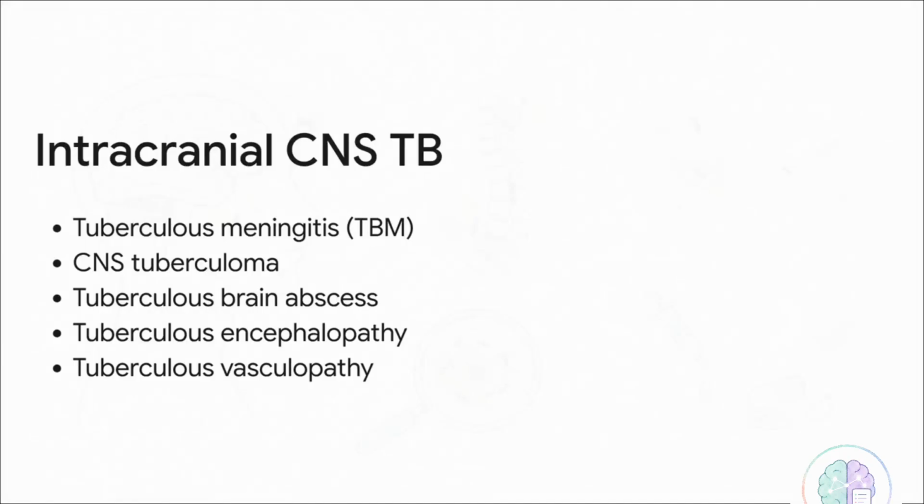Now, what's really interesting about this slide is how the pathogen actually presents within the central nervous system itself. Intracranially, we see 5 main forms: tuberculous meningitis, which you'll often hear abbreviated as TBM, CNS tuberculoma, tuberculous brain abscess, tuberculous encephalopathy, and tuberculous vasculopathy. I really want you to keep TBM and CNS tuberculoma in mind, actually. Those two are massive focal points when it comes to both treatment and vaccination later on.